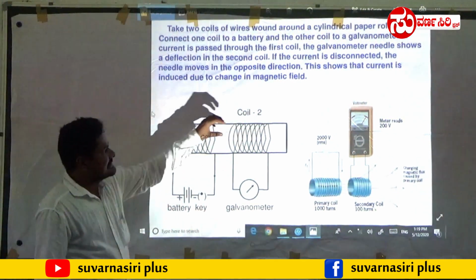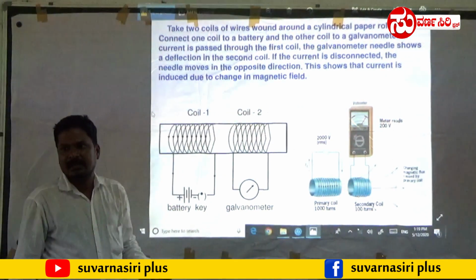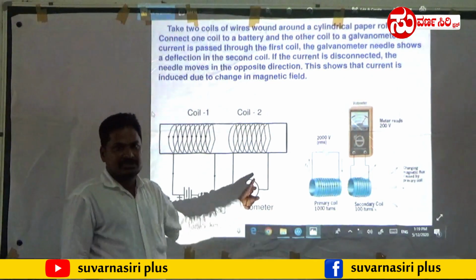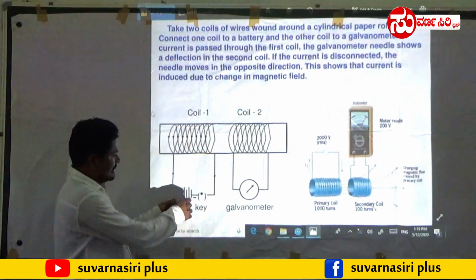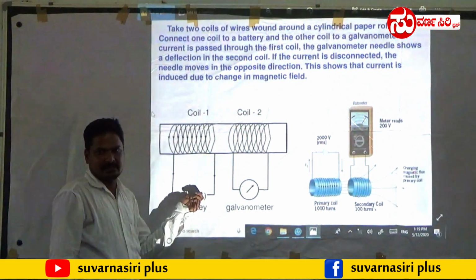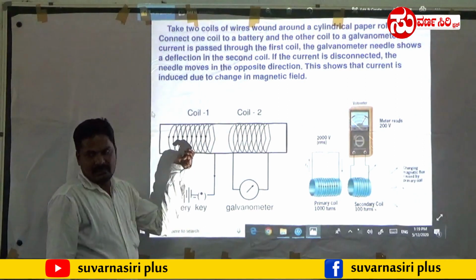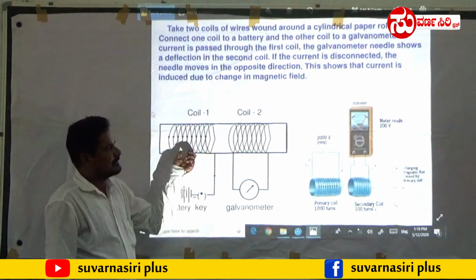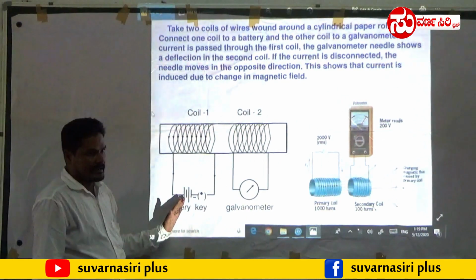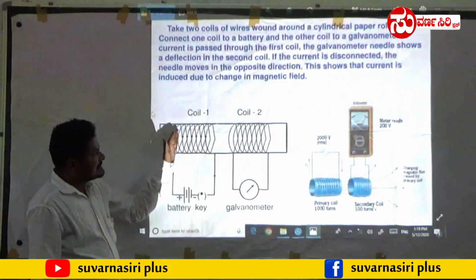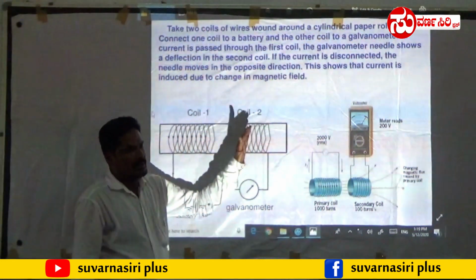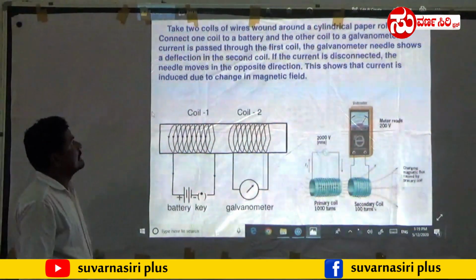These magnetic fields are entering into coil 2. In this case, coil 2 is connected to the galvanometer. This shows the deflection. If we remove the current which is passed by this battery to coil 1, what will happen? There is no deflection. This current can produce a magnetic field, and this magnetic field can help to produce current inside coil 2. So this is the mutual induction.